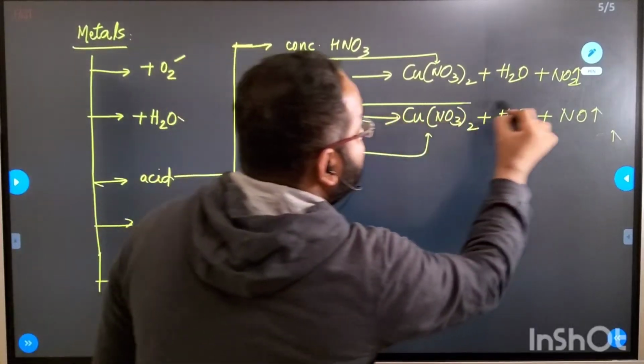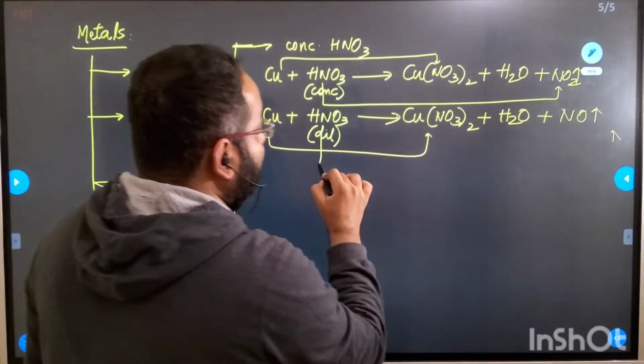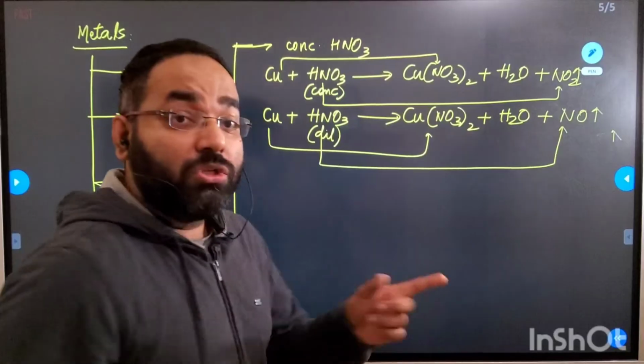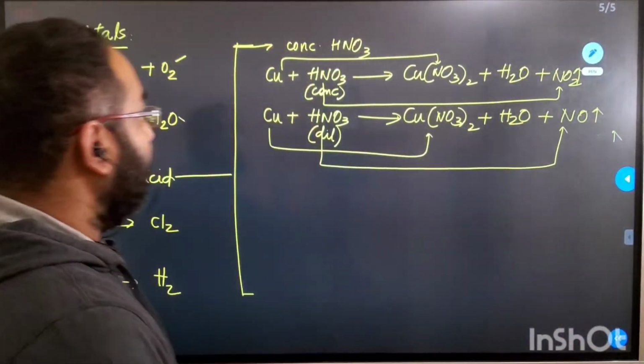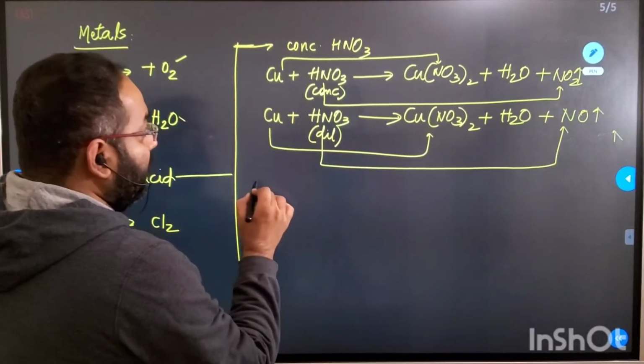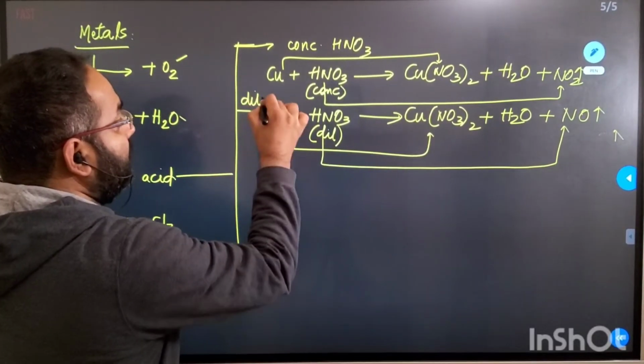However, HNO3 is getting reduced to NO2. Again, HNO3 is getting reduced to NO. So this can also be termed as a redox reaction for your reference. Okay. Now, this is with dilute HNO3.